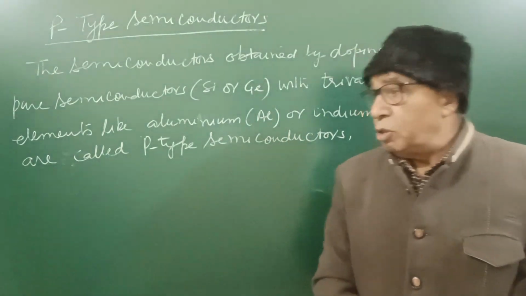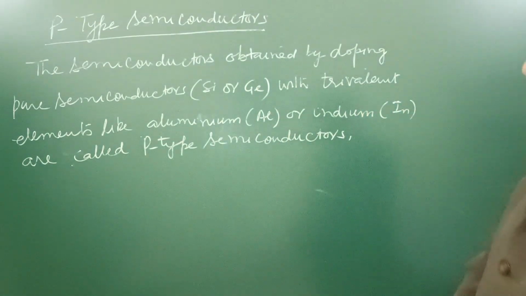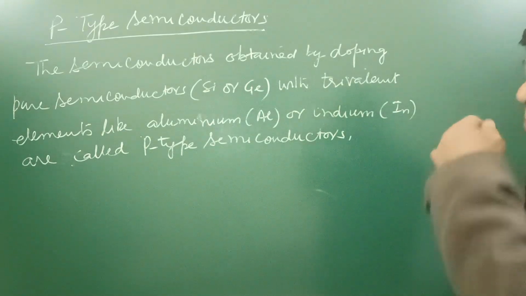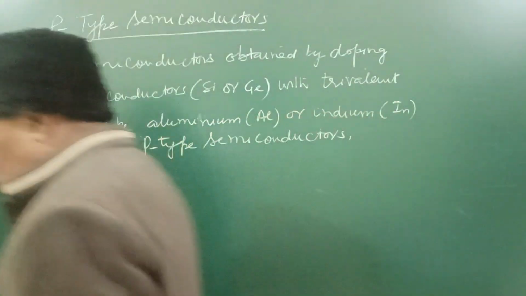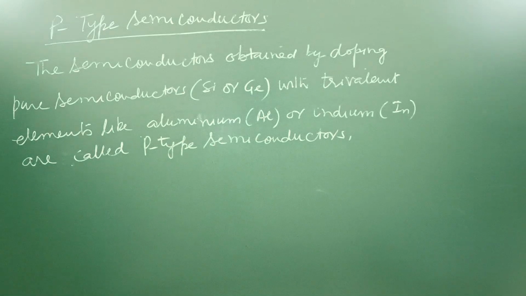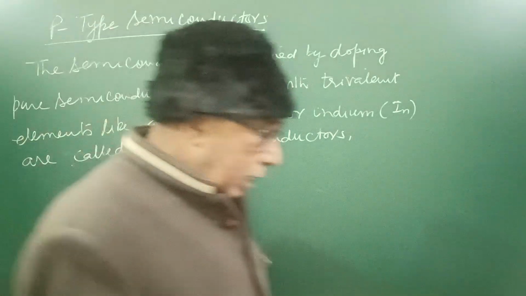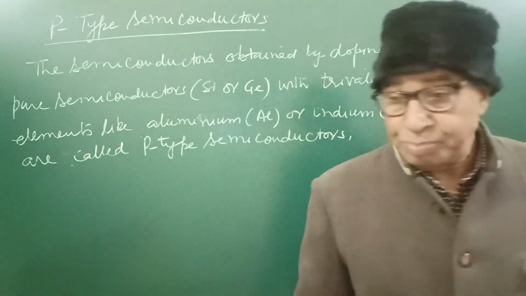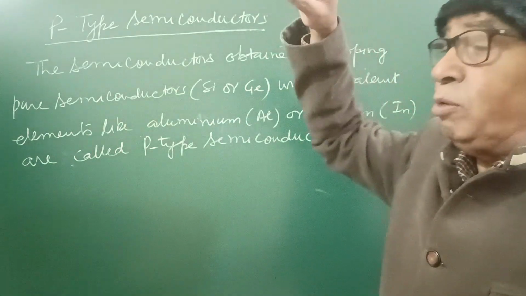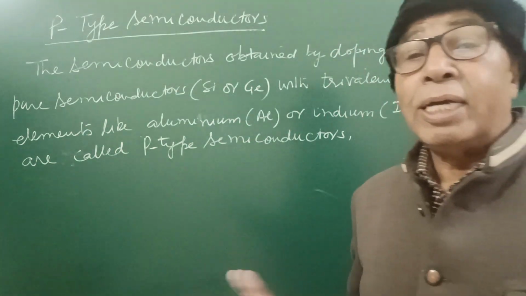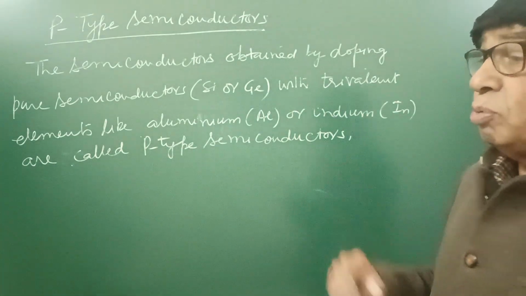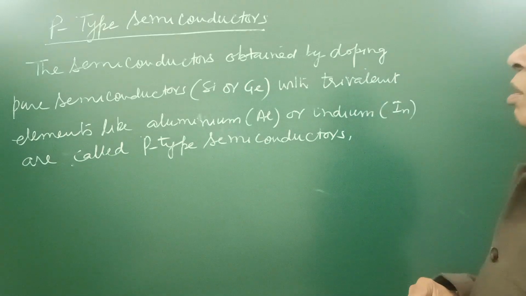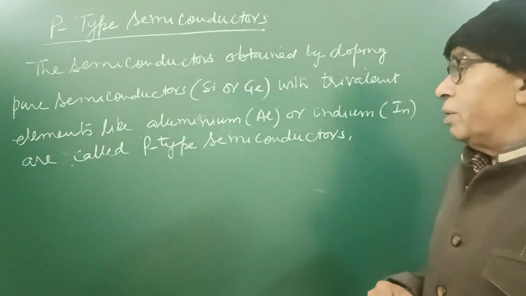Well, dear students, in this video I am going to discuss P-type semiconductors. Pure semiconductors like silicon and germanium conduct because of electron-hole pairs created due to thermal excitation. In the last video I explained the N-type semiconductor, which conducts electricity even at 0 Kelvin because of the donor electron. Similarly, which is a P-type semiconductor?